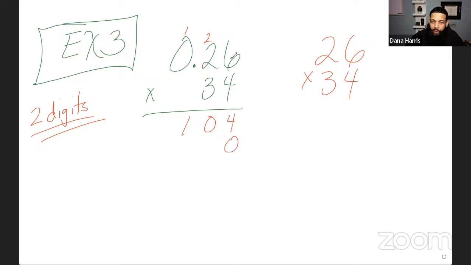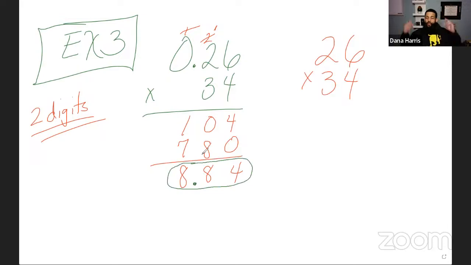And now I'm going 3 times 6, which is 18. So put my 8 there, cross out that 2 and put a 1 here. 3 times 2 is 6, plus that 1 is 7. And 3 times 0 is 0. We don't have to worry about that one anymore. So 4, 8, plus 0 plus 8 is 8. 4 plus 0 is 4. 1 plus 7 is 8. But remember, I have to have 2 digits to the right of the decimal. So I put my decimal right there, and 8 and 84 hundredths will be my product.